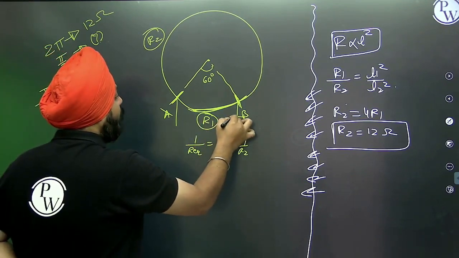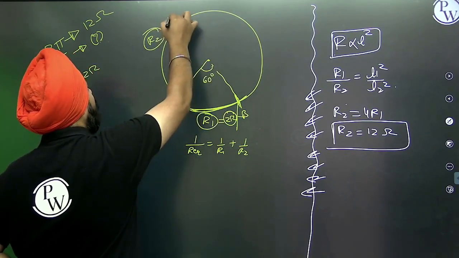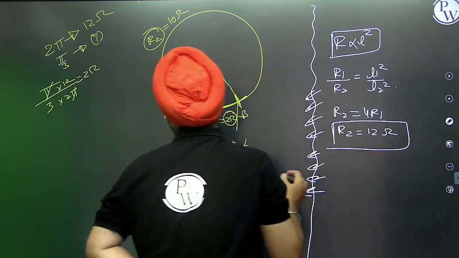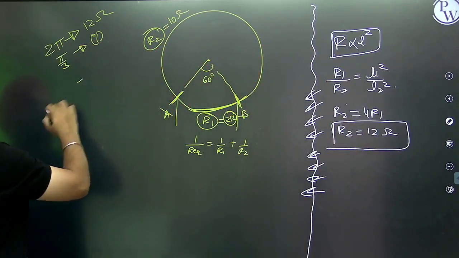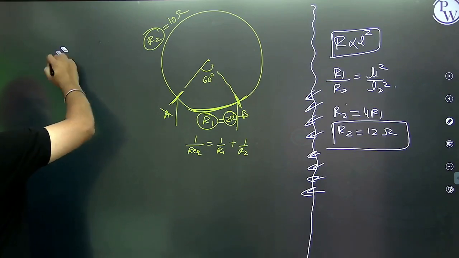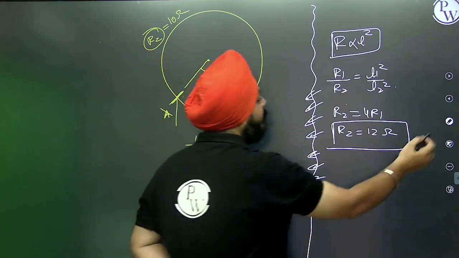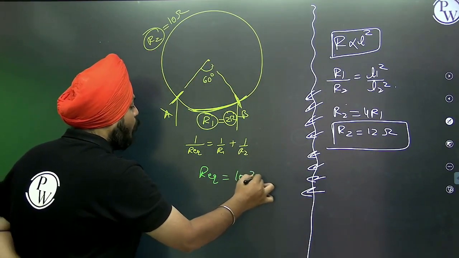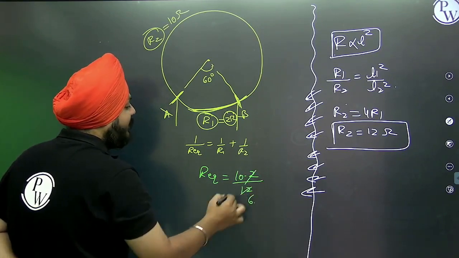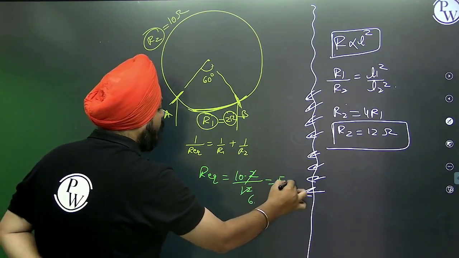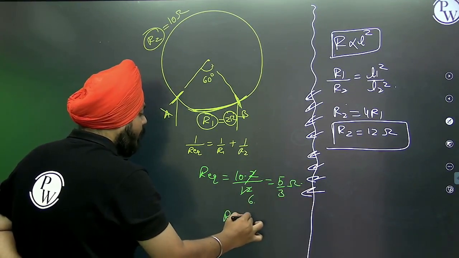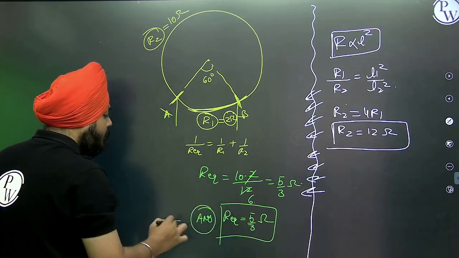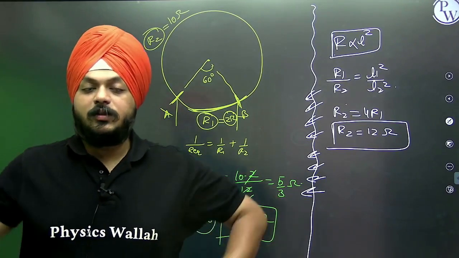So this R1 value is going to come as 2 ohm and the remaining value is going to come as 10 ohm. Now 2 ohm and 10 ohm are connected in parallel. So what will be the equivalent resistance of it? R equivalent, directly, is 10 into 2 divided by 12, that is 10 by 6, which is 5 by 3 ohm. The equivalent resistance we are going to get is 5 by 3 ohm, and this is the perfect answer for this specific question.